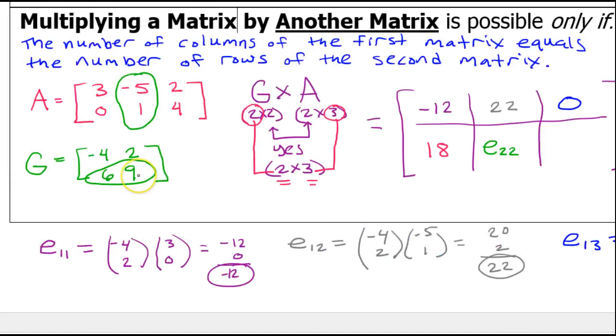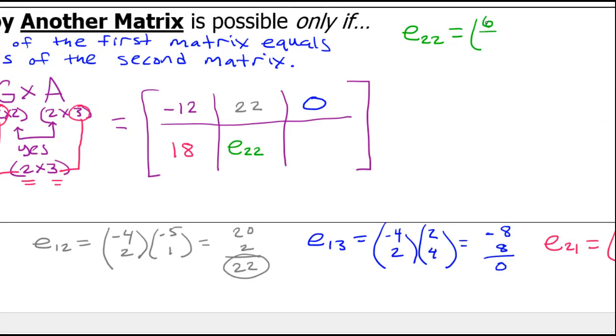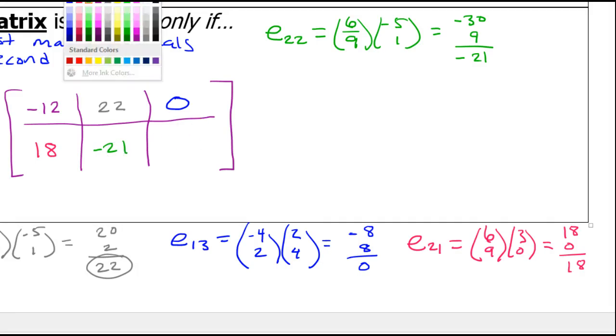So that's 6, 9 and negative 5, 1. Whoops. Ignore that little dash there. I don't know why I did that. So if I multiply these together, that'll give me negative 30 and 9. Then if I add those together, I'm going to get negative 21. So this element right here, we have now discovered, is negative 21. Okay, one more, uno más.